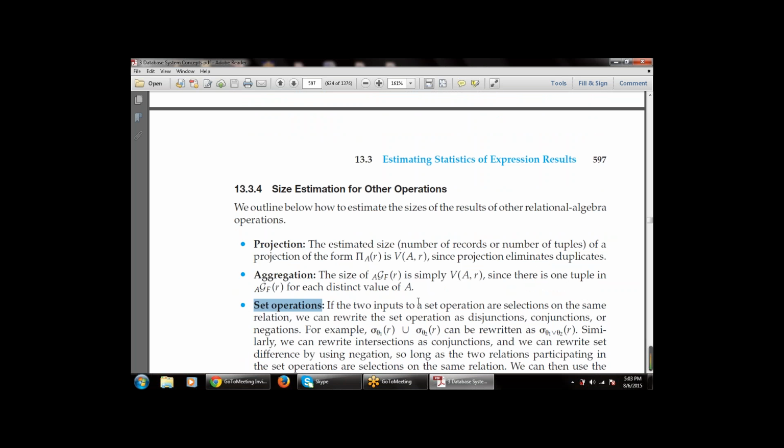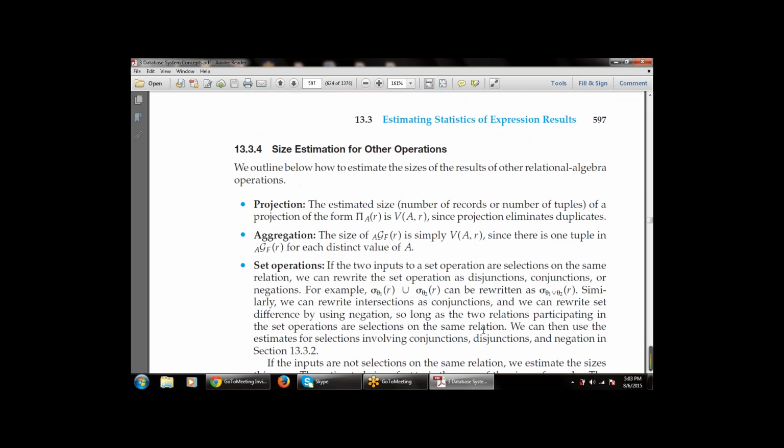Then there are set operations. If the two inputs to a set operation are selections on the same relation, then we can rewrite the set operation as a disjunction, conjunction or negation. We can rewrite the union as sigma theta1 or theta2 of the relation R. Similarly, we can rewrite the intersection as a conjunction, and the set difference by using negation, so long as the two relations participating in the set operation are selections on the same relation.